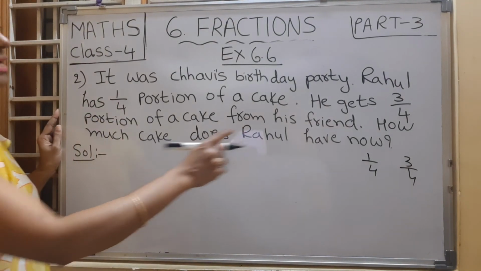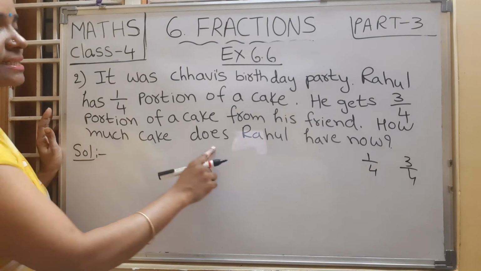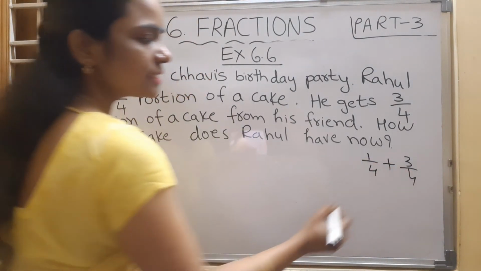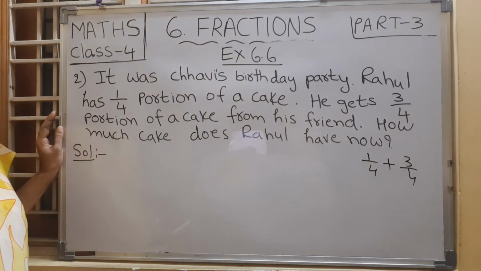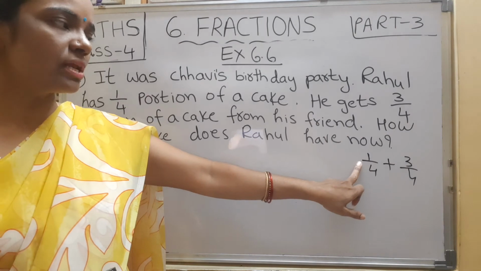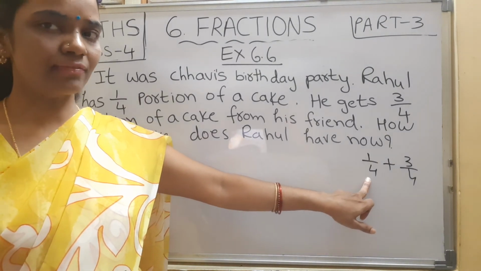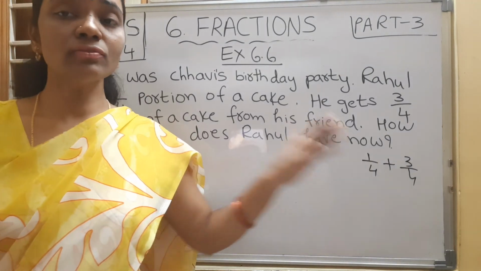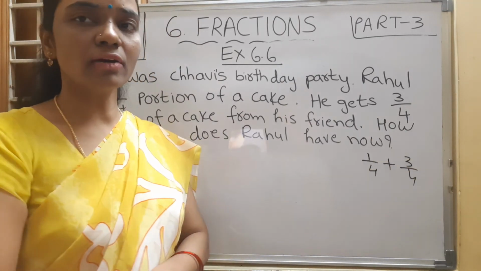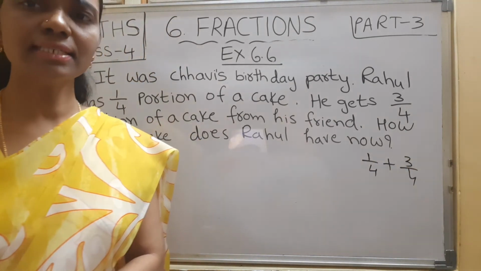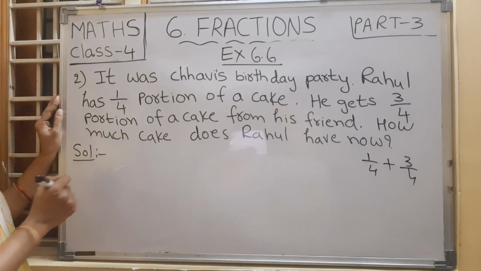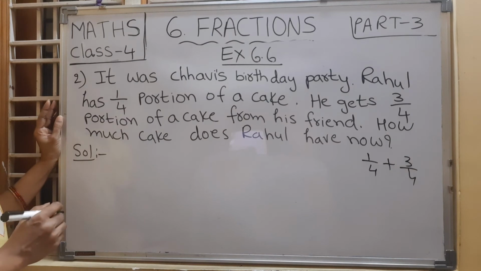Now, what is the question they are asking? How much cake does Rahul have now? Means total. Just add the given fractions. Initially, Rahul has 1 by 4 portion of a cake. After that, his friend gives him 3 by 4 portion of cake. Now, how much cake does he have in total? So, take addition. Solution. Write down the first statement here.